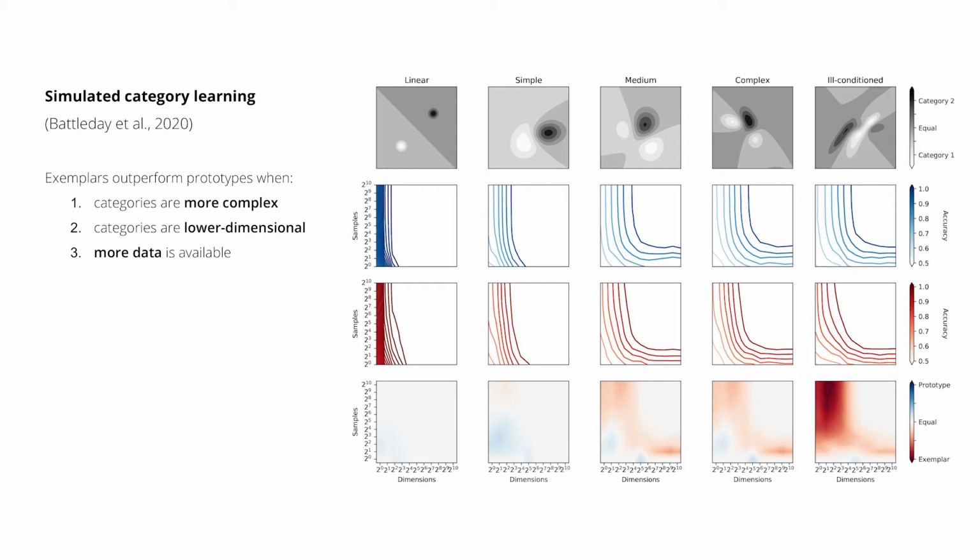In one of our recent papers, we simulated the relative performance of both models on artificial categories, varying the complexity of the category distributions to be learned, the dimensionality of the feature space, and the available data. And what we found was that exemplar models systematically perform better than prototypes when the categories are complex, when they're low dimensional, and when there's lots of available data. However, intuitively, when the first and third of these is true, the second may not be true. That is, many natural stimuli are complex, and they contain many featural dimensions.